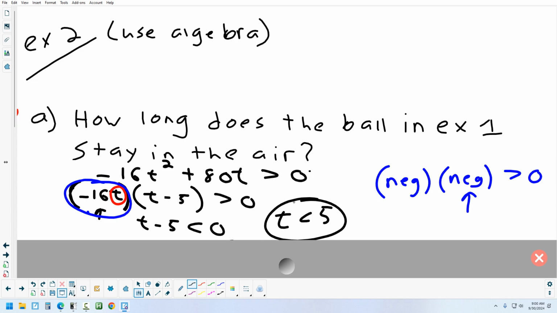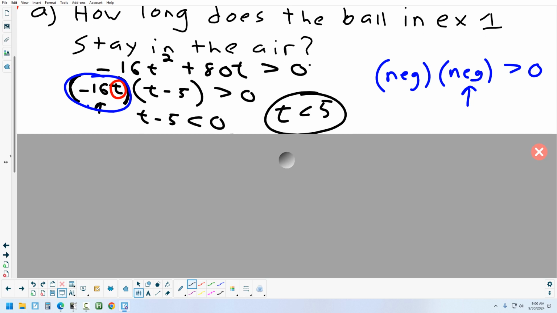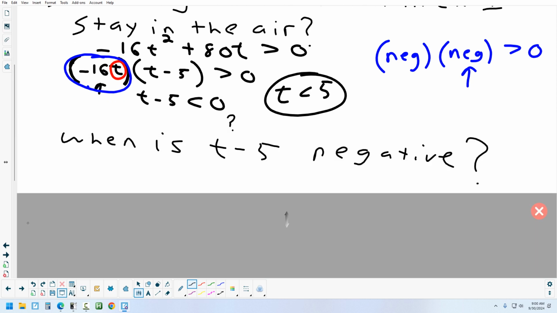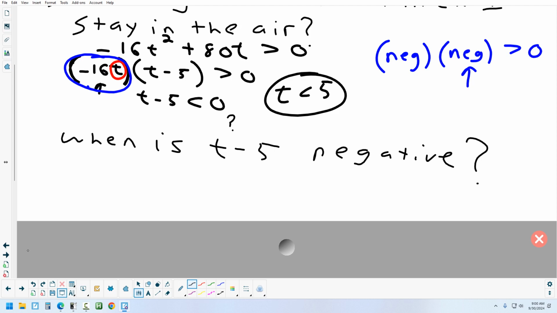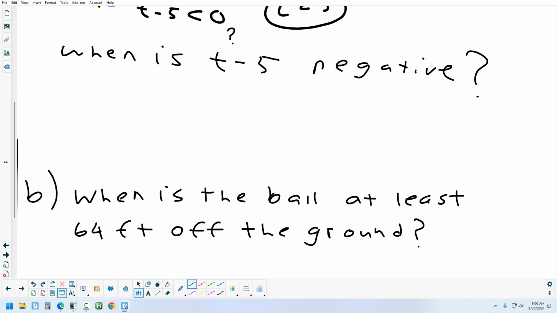All right, so that one wasn't too bad because we could solve it by factoring. And I didn't multiply or divide each side by a negative, so I didn't have to worry about anything like that. So the question we had to answer is, when is t minus 5 negative? I already did that up above. It's when t comes out less than 5. And then when is the ball at least 64 feet off the ground? We already did that with the calculator. I'm going to hold off on part B because I'm going to show you how to do it algebraically, but I'm going to do a different question. I've done enough with this one.